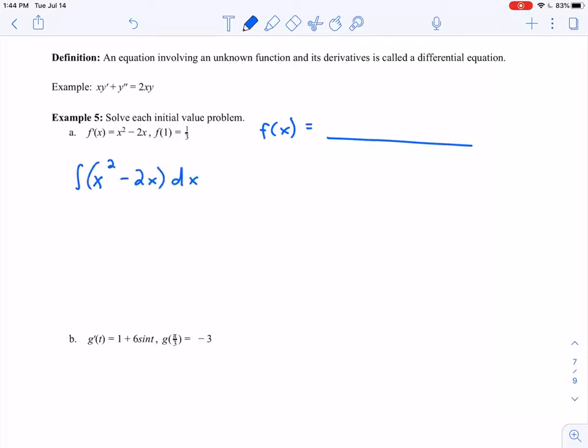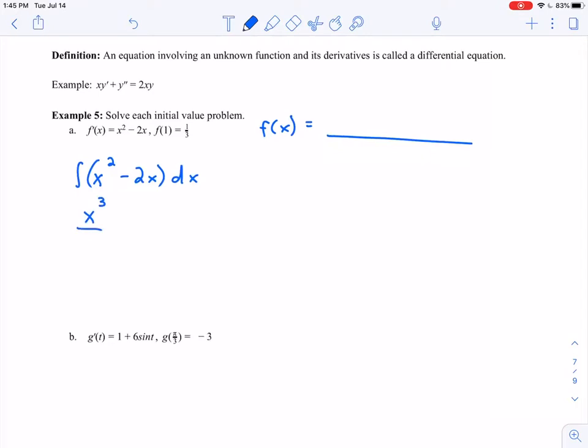This is not too bad. It's just a polynomial, so I need to use my power rule. I will add 1 to my power, x to the third, divide by my new power of 3, minus, over here, add 1 to my power, 2x squared, divide by my new power of 2, and then, of course, plus my constant of integration c. Maybe we'll clean this up. This term is just x squared, and right now, this is my f of x.